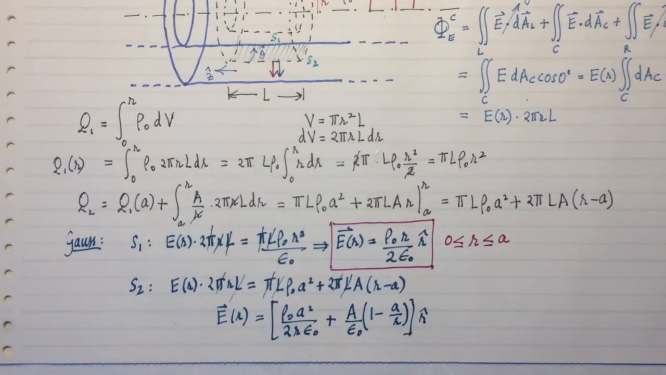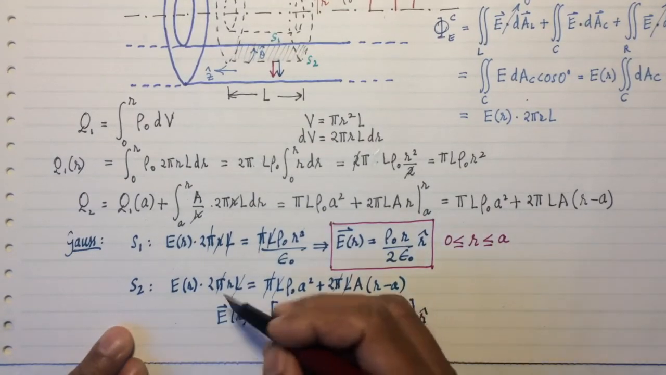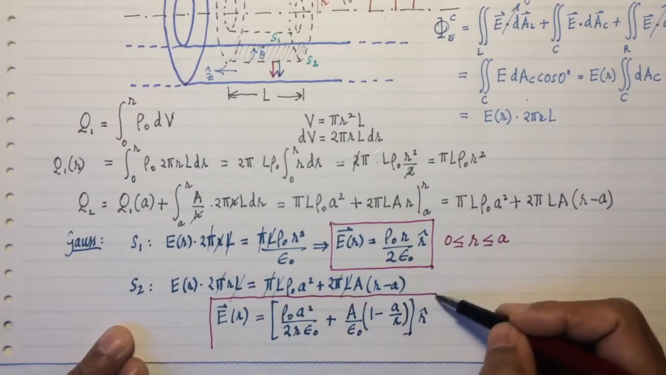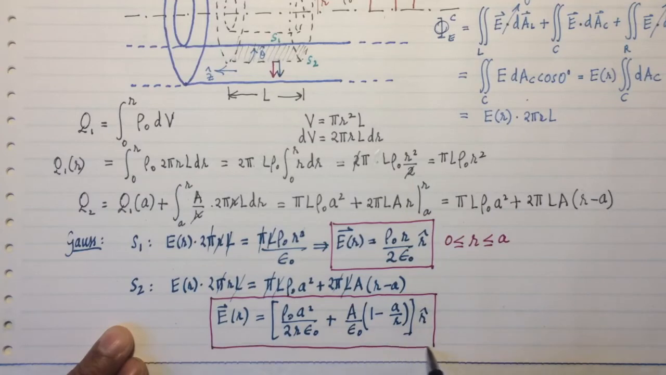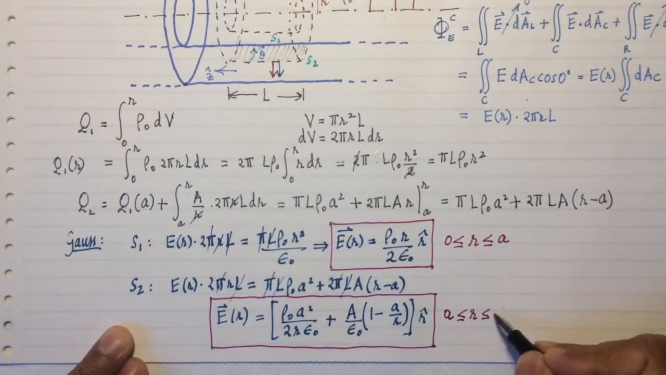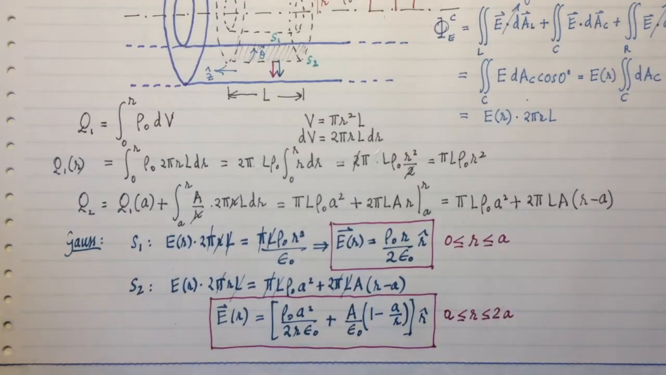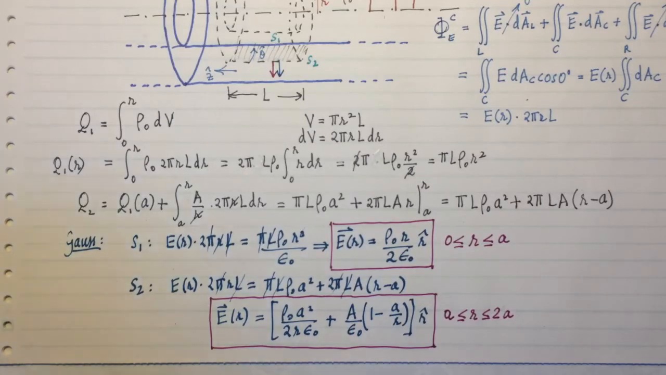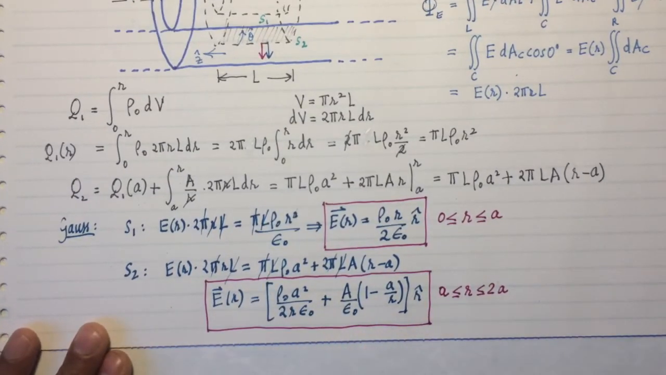So that's the electric field inside the sheath. So I'll say that's a less than or equal to r less than or equal to 2a. Now the electric field exactly at 2a needs to be 0. 2a and beyond needs to be 0. So that's the main condition that we have to enforce to figure out the relationship between these two.